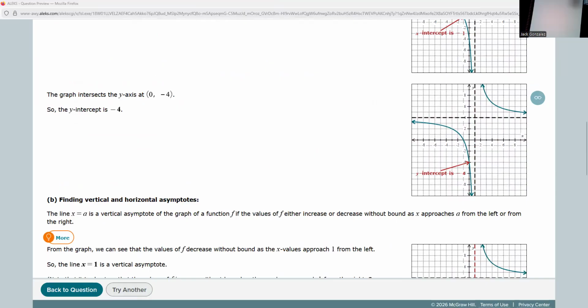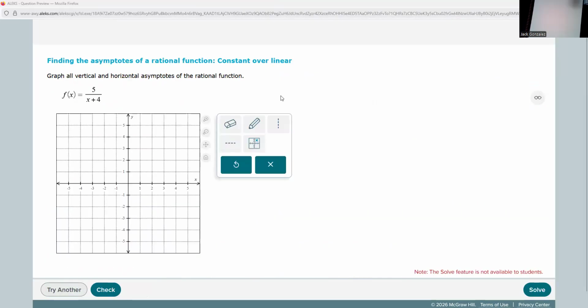Let's do another one. Here's another one. Pretty short. Graph all vertical and horizontal asymptotes. So let me show you the rules that I sent you just now. I can find the PDF. There it is.